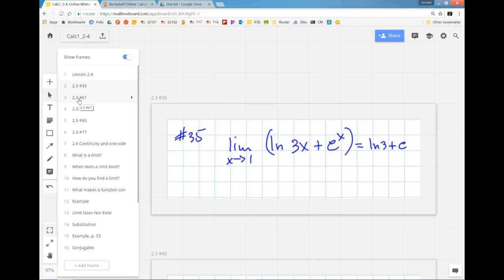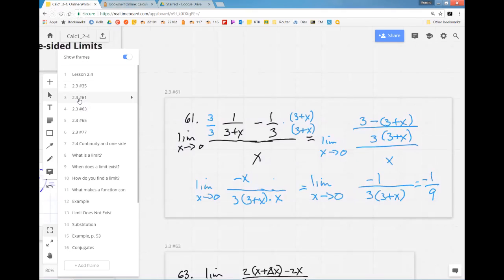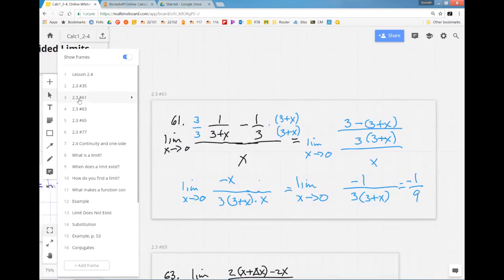One that was requested of me is number 61. So let's take a look at that one. Okay, in black is number 61. Find the limit as x approaches 0 of 1 over 3 plus x minus 1/3, and all over x. And of course, you cannot substitute here.